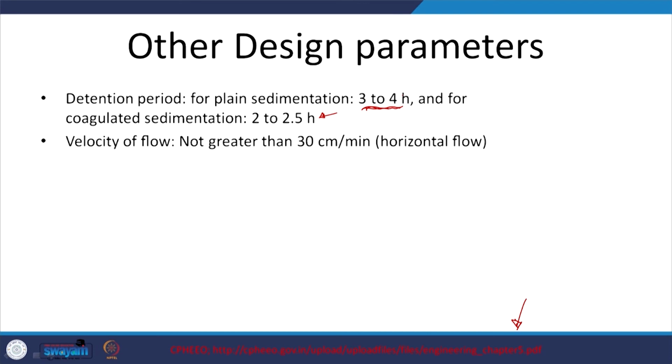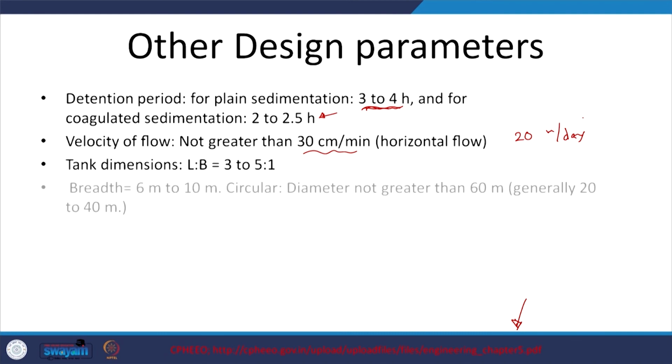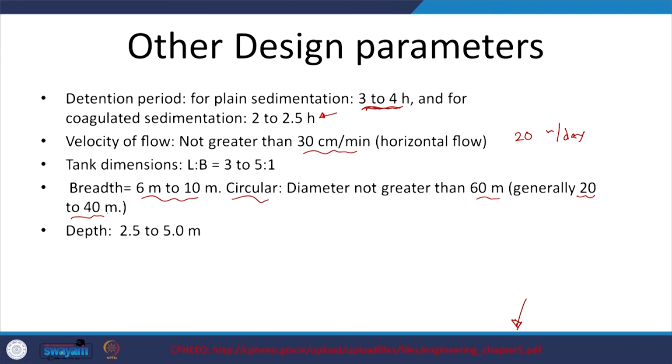Velocity of flow not greater than this. Here the units are different. I think there we saw 20 meters per day or some such value from the American Water Works Association data. Tank dimensions, again we will design, we will not take the thumb rules. So, breadth fine, circular diameter not greater than 60 meters, generally 20 to 40. These are good practical aspects to keep in mind. Depth, again as we mentioned, 3 to 4 there, and here 2.5 to 5 meters.